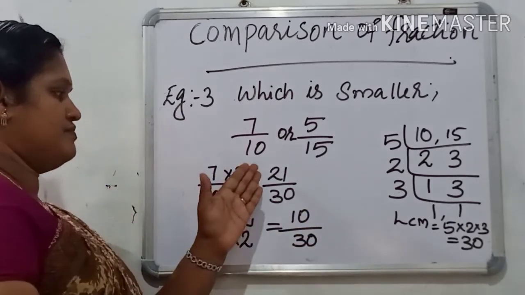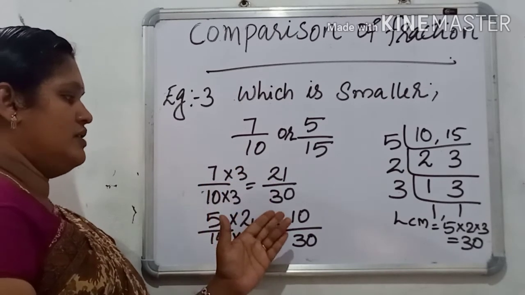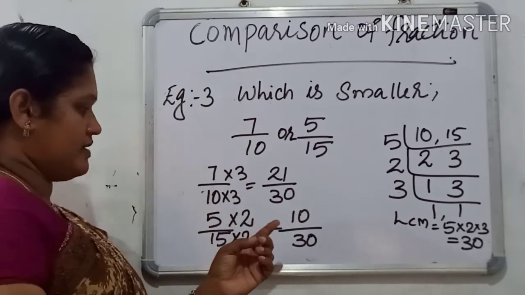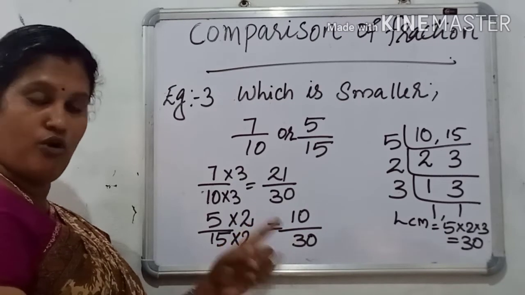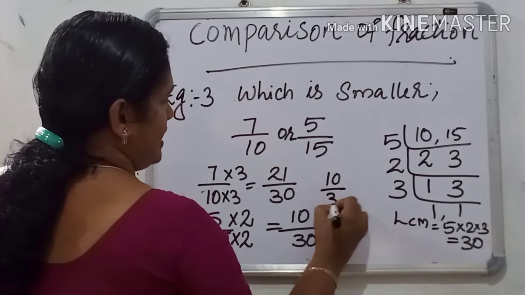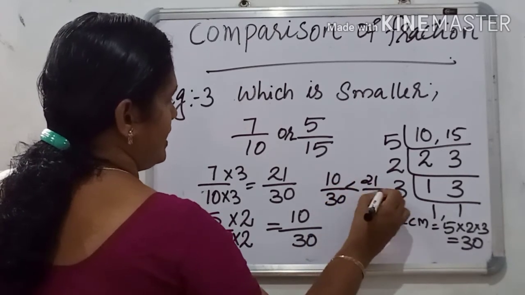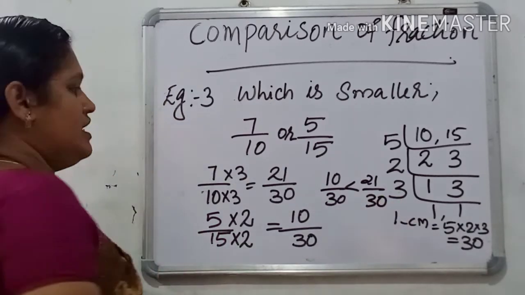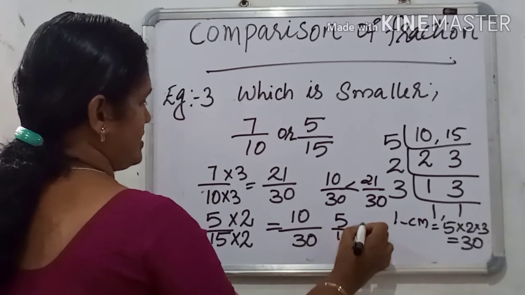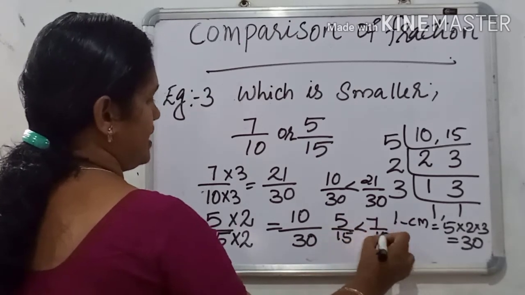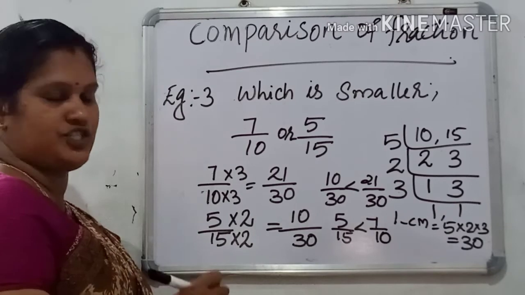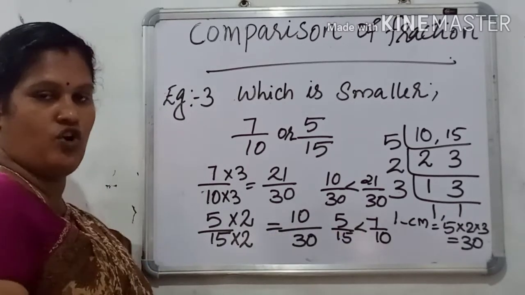Which is greater, 21 by 30 or 10 by 30? 21 by 30 is bigger. That means 10 by 30 is smaller. 10 by 30 is less than 21 by 30. Okay. That means 5 by 15 is less than 7 by 10. 5 by 15 is the smaller fraction.